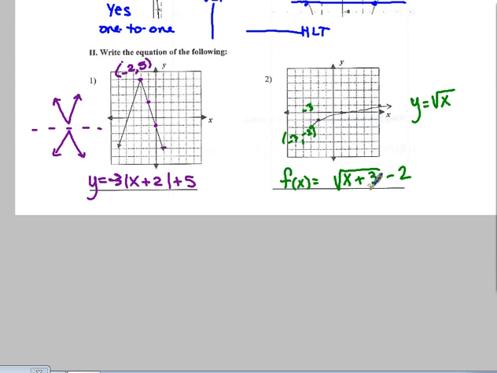Opposite on the inside. And was there any reflection? Is it now flipped upside down? No, it's not reflected over the x, it's not reflected over the y. And the dimensions, if I go over 1 square, the square root of 1 is 1, square root of 4 is 2, square root of 9 is 3. So there was no stretch or compress, so that would be our answer. All right, I hope you guys are checking your work.